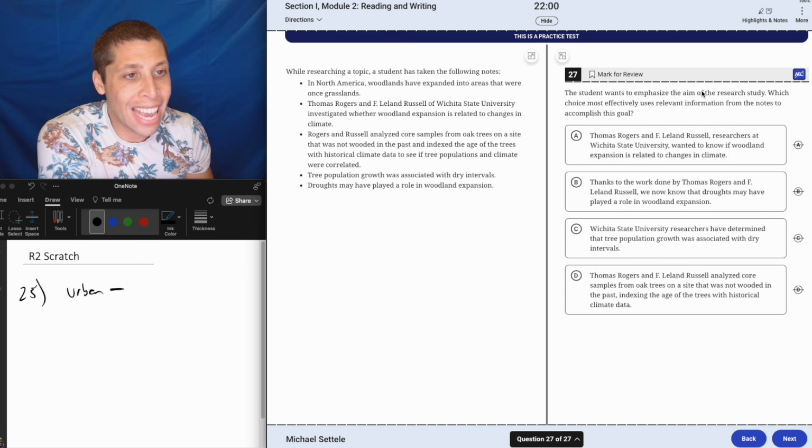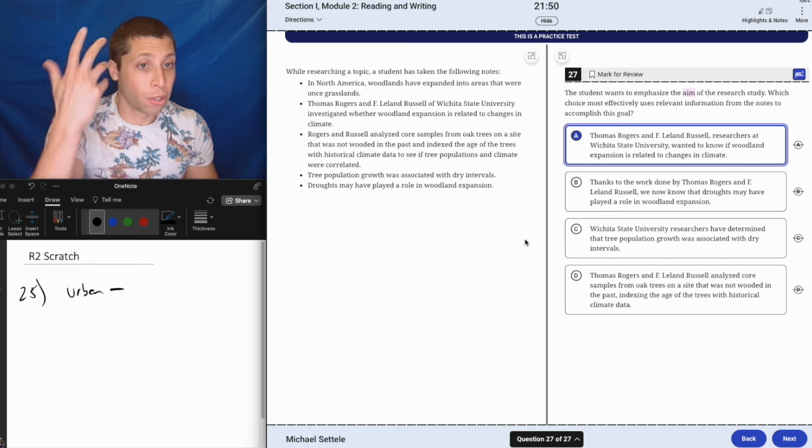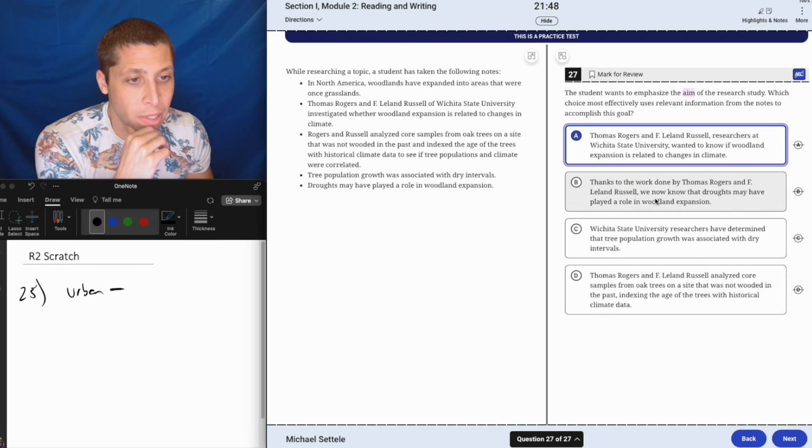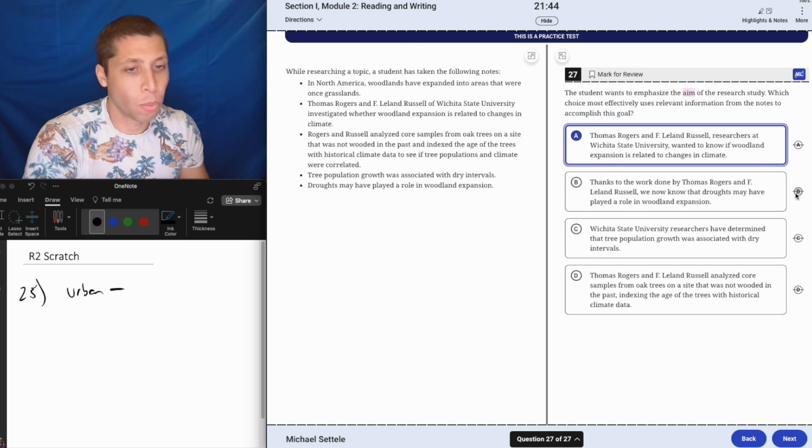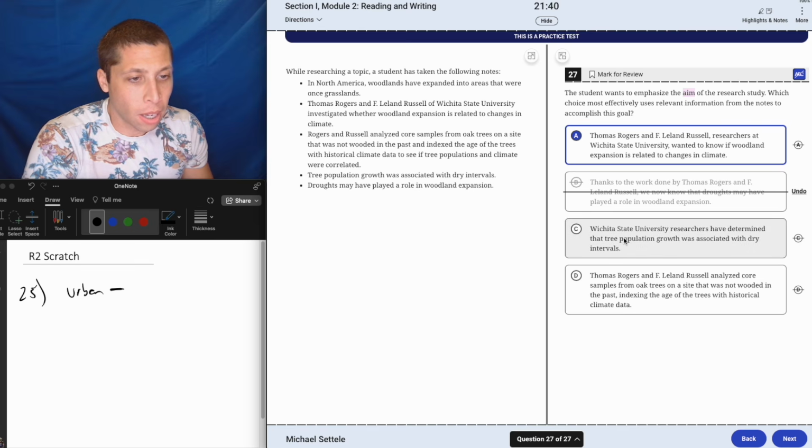Student wants to emphasize the aim of the research study. Thomas Rogers and whatever researchers at this university wanted to know if woodland expansion is related to changes in climate. So, okay, that sounds like an aim. Thanks to the work done by these people, we now know that droughts may have played a role in woodland expansion. Well, that's not their aim. That's kind of like a conclusion. Researchers have determined that tree population growth was associated with dry intervals. That sounds like a conclusion.